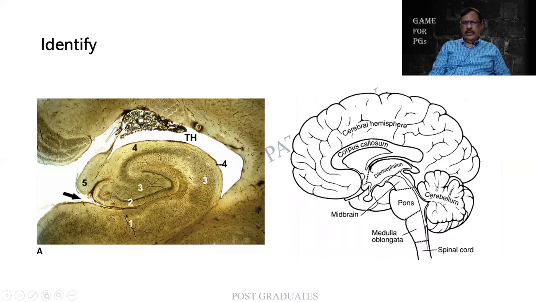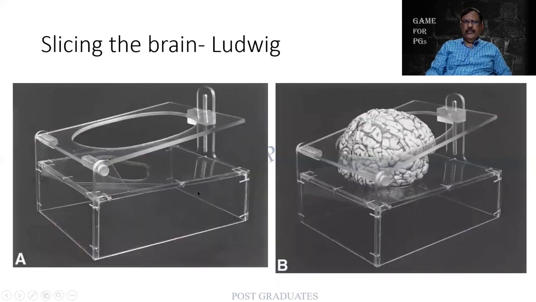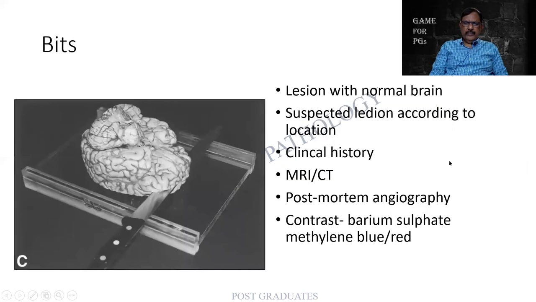Identify the structures over here. For this, I would like you to kindly compare it with the sagittal picture that is given over here and the lesion, the hippocampus and the corpus callosum. Slicing the brain. This is of importance from our topic point of view. This is a machine in which you find that the brain has been kept or rather fixed, and you have got another cover which will be able to maintain the plane of cut. After which you find that the brain is cut in whatever direction you want.